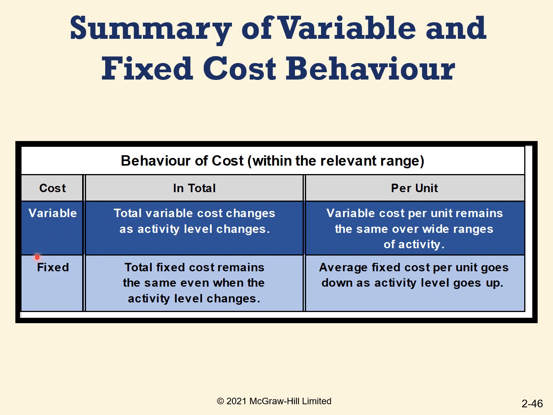And then on the other hand, our fixed costs: our total fixed cost remains the same even when the activity level changes in total. But on a per unit basis, the average fixed cost per unit will go down as the activity level goes up. So again, think for example, if we're paying $100 per month for every text we send, the fixed cost is going to remain totally the same. We're still going to pay $100, but on a per unit basis for every text you send, your cost per unit is going to go down.